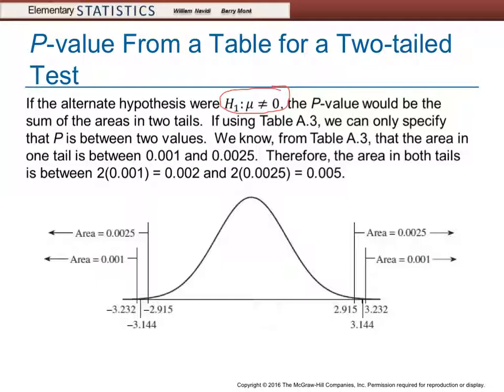We know from table A3 that the area in one tail is between 0.001 and 0.002. Therefore, the area in both tails is twice 0.001, which equals 0.002, and twice 0.0025, which equals 0.005. So in both cases, we would still reject the null hypothesis at the 5% level.